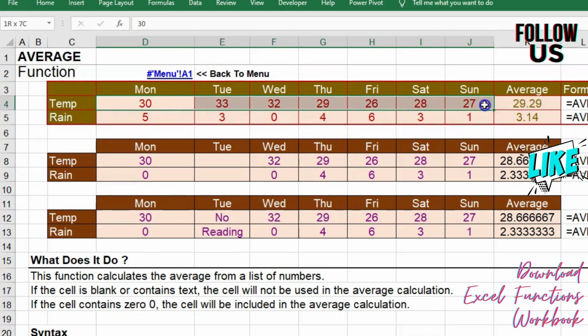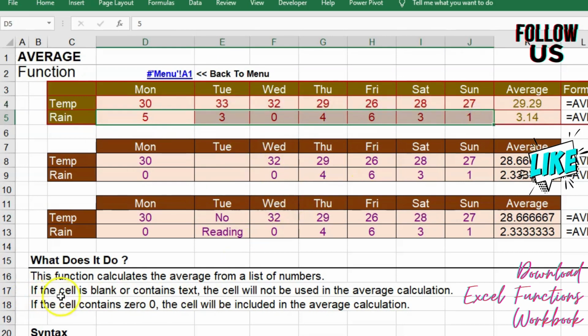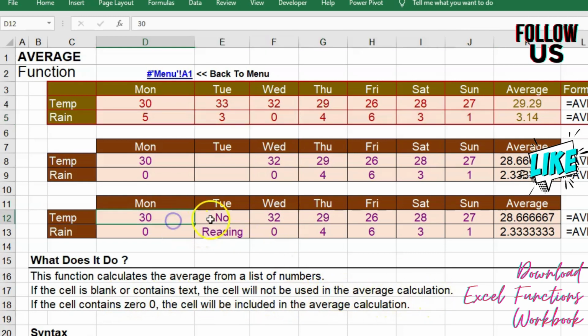One point of note in calculating and working with the average function is that it takes a range, sums it up, and divides it by the count of the numbers that make up the range, like we have here and also here. But something that is very important in average is if the cell is blank or contains text, the cell will not be used in the average calculation. So like we have here, this is 30, this is a text and all of that. This cell here will not be used to get the average here. That's why we have this value instead of what we have here.